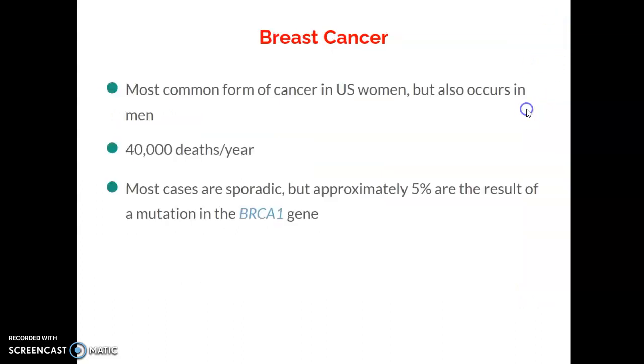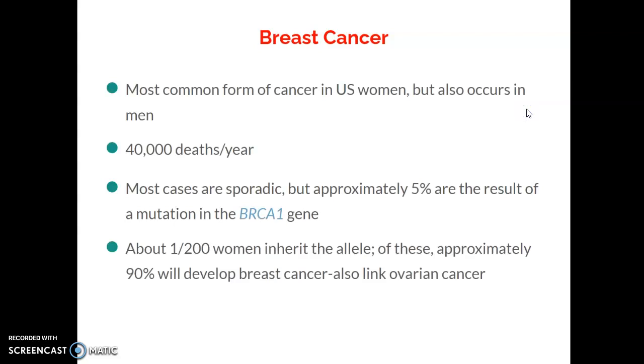Now, breast cancer, again, is for women, but can also occur in men. The deaths per year fluctuate, but usually it's about right here, as in the example we have.